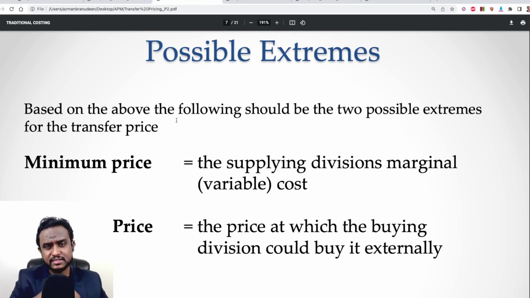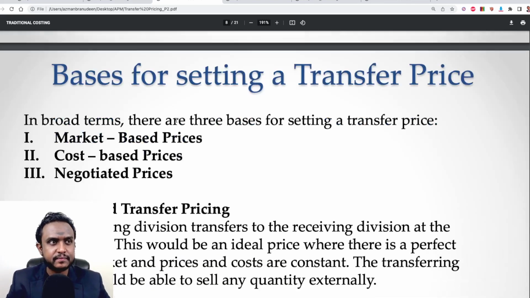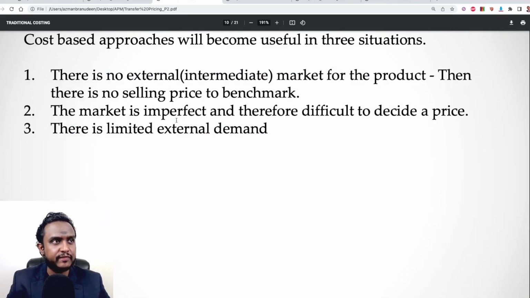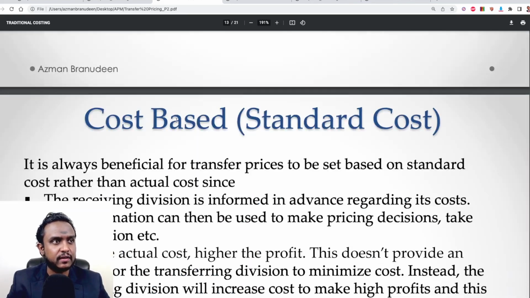The minimum you will accept is the variable production cost, in the context of a production entity. So this is the range. You have to understand that the transfer price will never go beyond these two extremes, these two limits. That's the first rule.